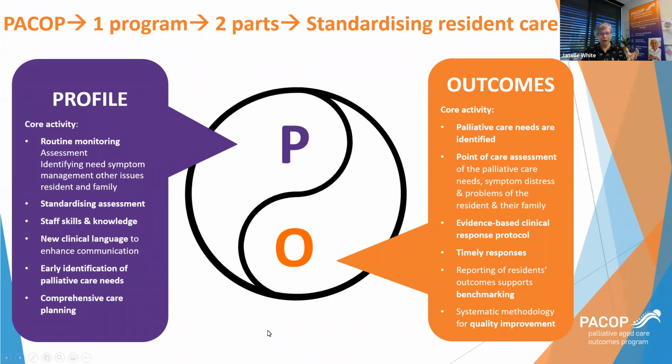So PACOP is one program, but there are 2 parts to it. The whole program is all about standardising care and palliative care in aged care. It begins with the profile collection over here in the purple. The core activity of the profile collection, coming out of the Aged Care Royal Commission, is designed so that no resident falls through the gaps. Every resident is routinely and holistically assessed every 3 months. It's a way of standardising assessment, so it wouldn't matter which aged care home you go into around Australia, you will all receive the same assessment.